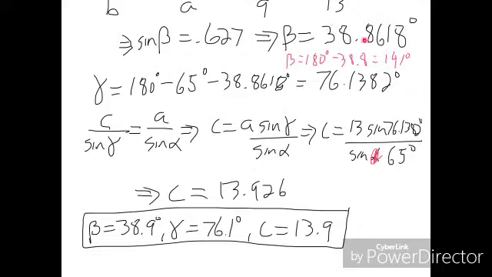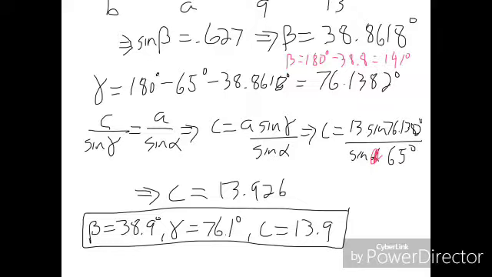It is not perfect. In fact, if you know how to store multiple values on your calculator, I would store beta here. Then I do 180 minus 65 minus the recall value and get this. And I'd store that in another spot. And then here I would have 13 times sine of this stored value divided. I would not approximate at all until my final answer.